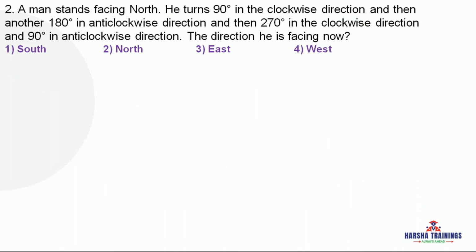What is the answer, guys? A man stands facing north. He turns 90 degrees in the clockwise direction, and then another 180 degrees in the anti-clockwise direction, and then 270 degrees in the clockwise direction, and 90 degrees anti-clockwise direction. In which direction is he facing now? East side. Somebody is saying east side. Then what is the answer? So east side. Very good.